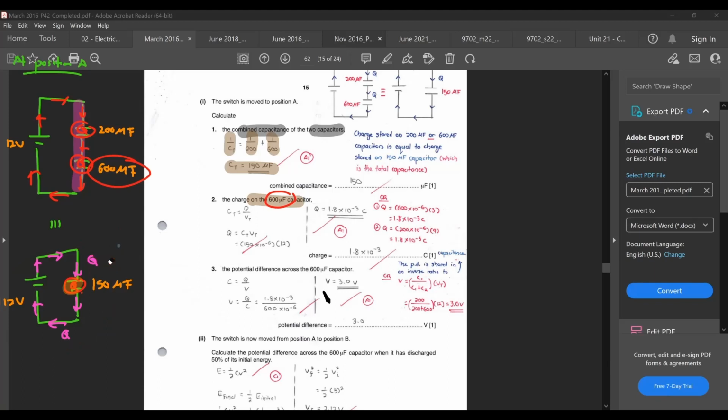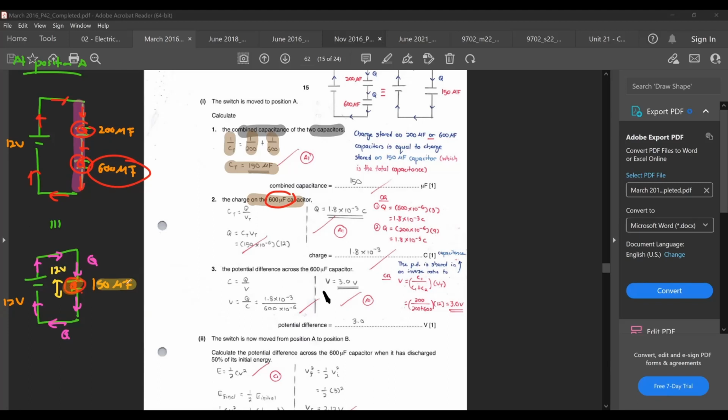If you want to find the charge for the 600 microfarad capacitor, it is the same as finding the charge on this simplified circuit here. Okay, so how do you find the charge on this simplified circuit here? It becomes really easy because you know the capacitance and you know the PD across it. You can find out the charge stored. Because here, if you apply Kirchhoff's second law for this loop, there's only one source of PD and one source of EMF. Your EMF is 12 volts. Your source of PD here is the capacitor itself. It therefore must be 12 volts.